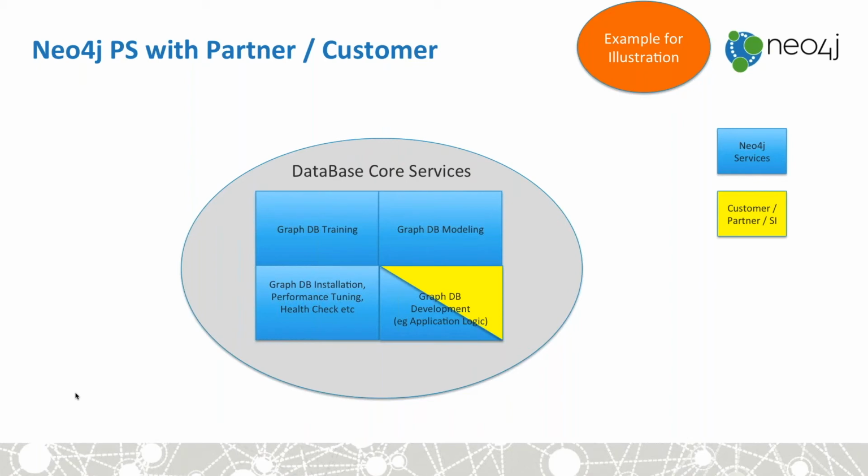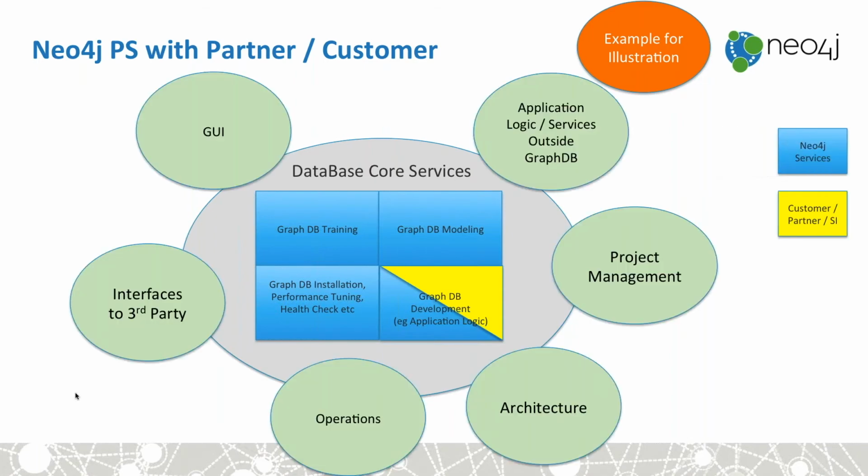Defining, designing, and implementing application logic can also be done by Neo4j, but it can also very well be shared with a partner, with SIs or the customers. But then, of course, in a prime project, there is a variety of other services and roles to be fulfilled, which varies from project management, overall architecture work, application logic outside the graph database, operations, graphical user interfaces, and interfaces to third-party software.